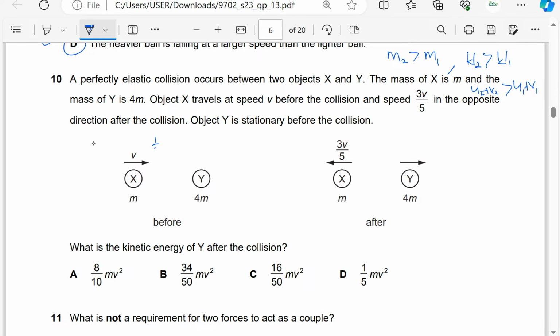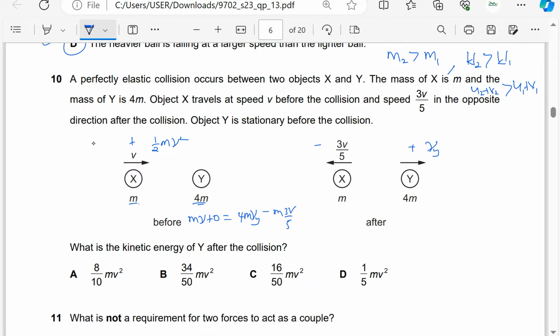Total kinetic energy here is a half m v squared. And I'm going to use conservation of momentum. If I conserve momentum, total momentum before is m times v because this was at rest. So total momentum is m times v plus 0 equals total momentum after. Velocities to the right are positive, velocities to the left negative. After the collision, let the velocity of this one be vy. So this is going to be 4m times vy, that's its momentum after the collision, plus negative, so it becomes minus m times 3v over 5.